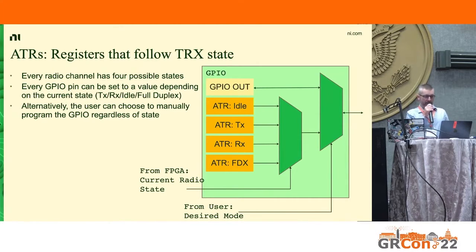If you do this ATR thing, then you pre-select the state of your GPIOs based on the state of the radio. So at an early time in your program, you say, okay, whenever the radio is idle, I would like my GPIOs to look like this. And when it's transmitting, I want my GPIOs to look like this, and so on and so on. And then the actual state switching happens on the FPGA in real time. So you don't have to, from software, control how that works.